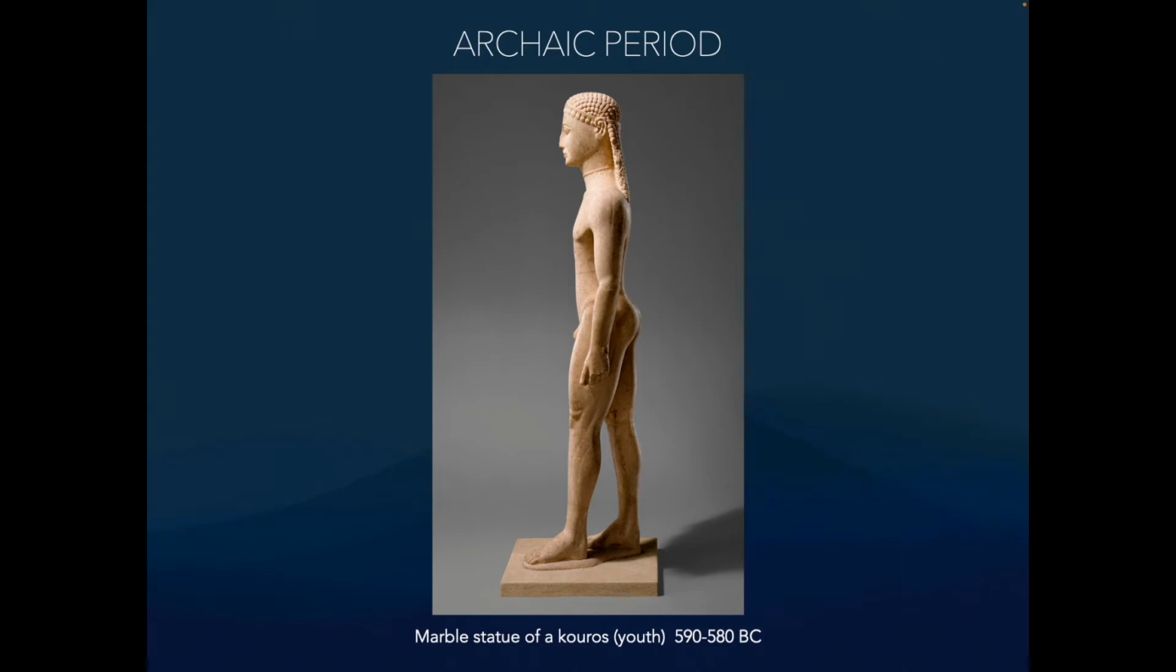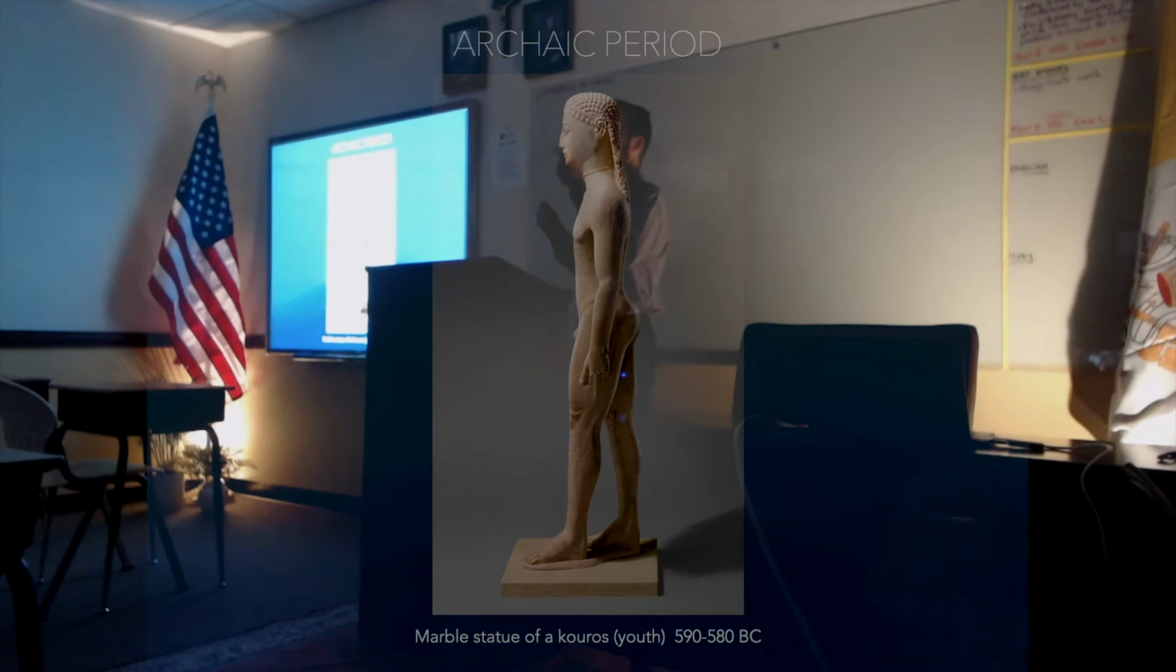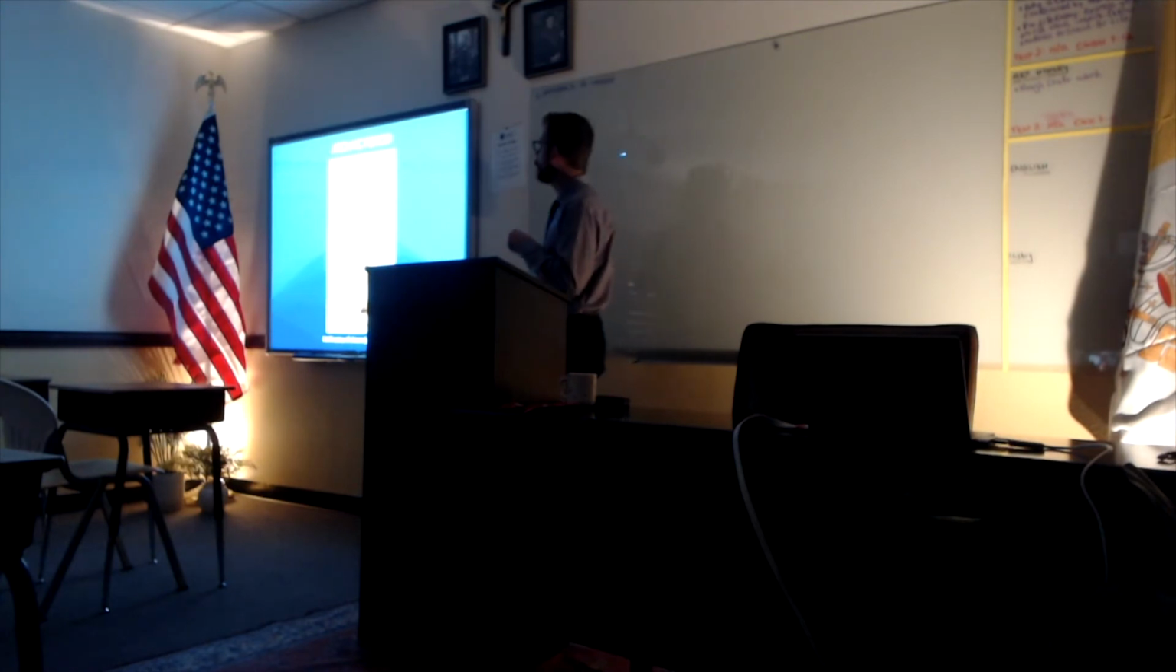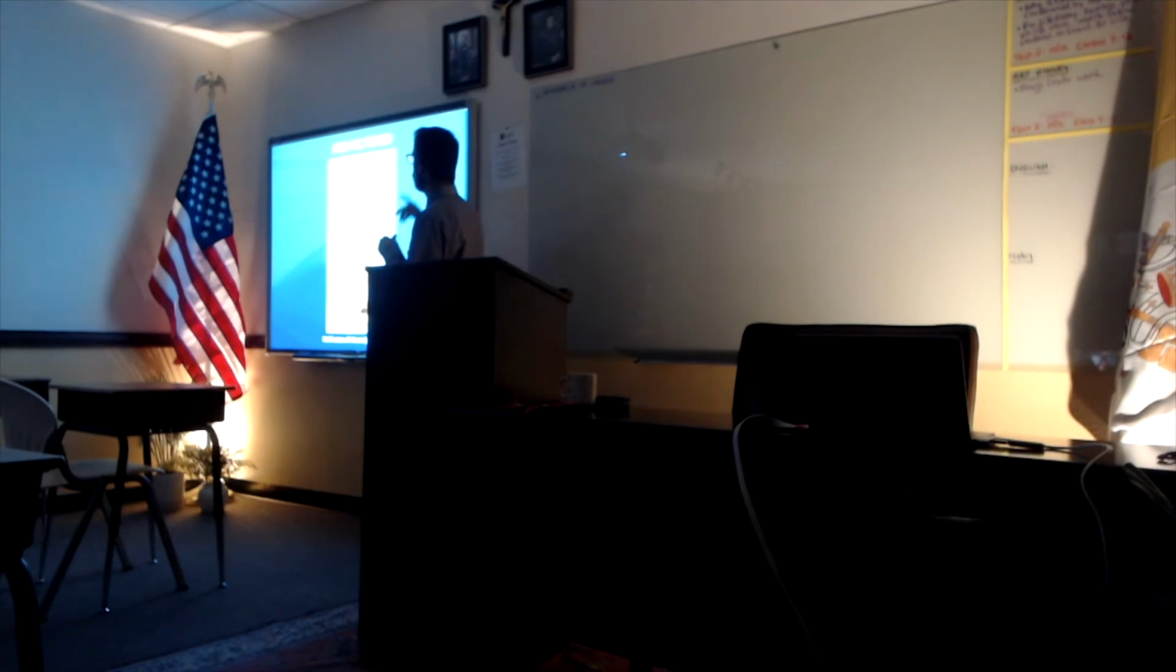But what makes it similar to Egyptian depictions of men that we've seen? Arms straight down. What about the feet? Yep, one in front of the other. The hair is braided, very similar to what we've seen in Egyptian and also in the Orient as well.